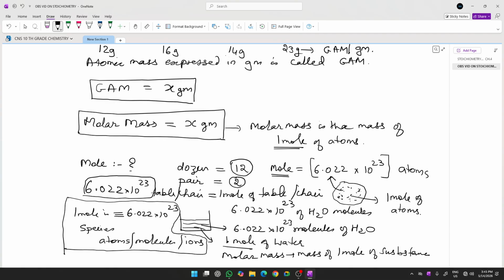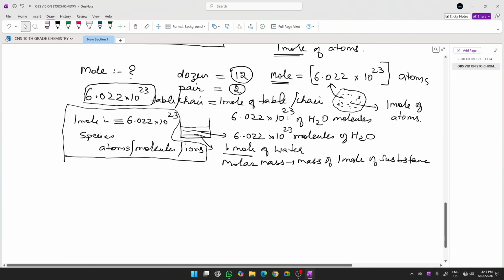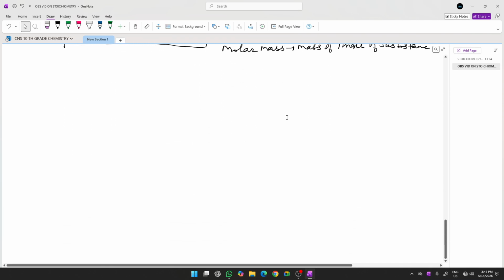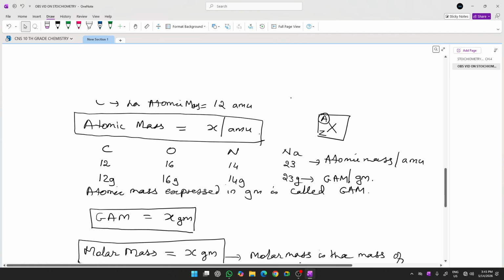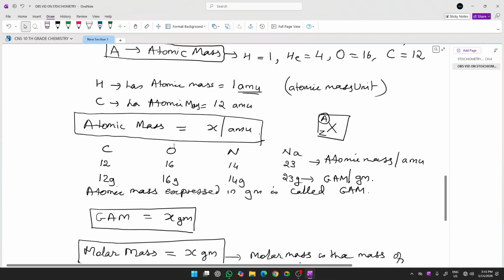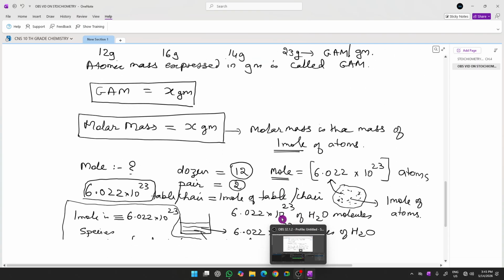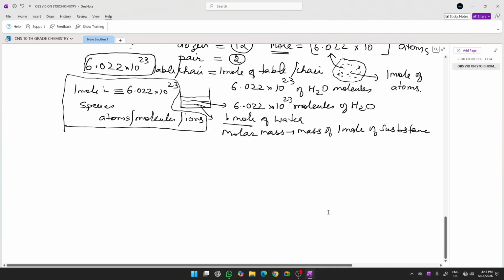So now that you have understood the meaning of molar mass also, and all this I was talking with respect to atoms. Now quickly I am going to give you some examples, and I had already discussed those examples. Which were those examples? Carbon, oxygen, nitrogen, and sodium. Now let me tell you how you have to understand this. So starting with carbon.